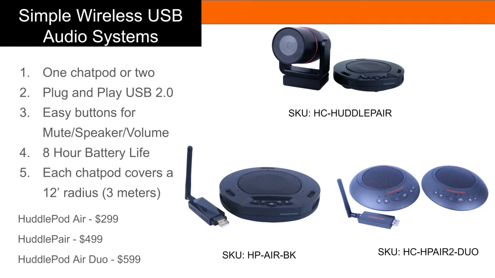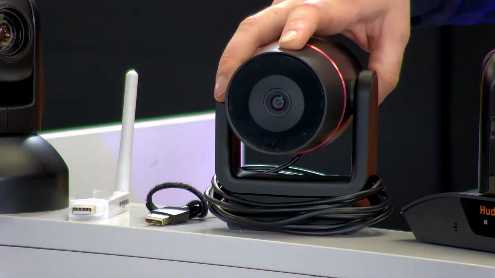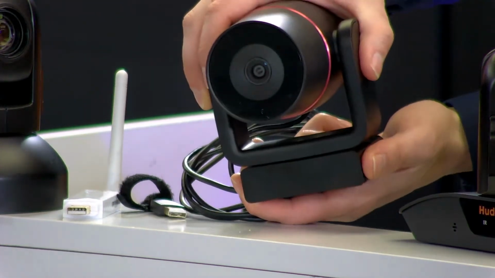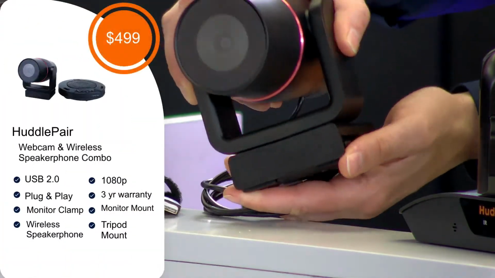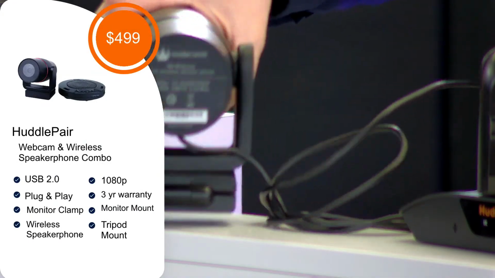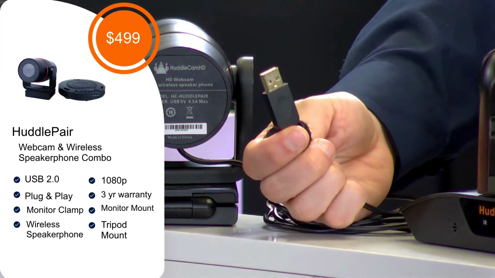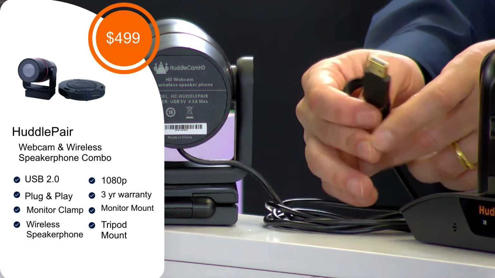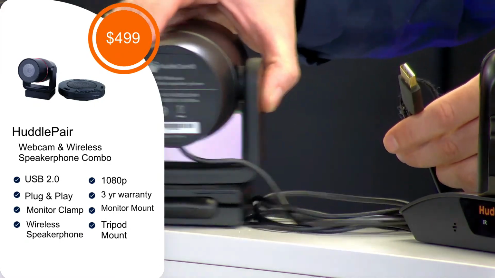I should mention that the Huddlepod camera actually includes a chat pod. So this is a wide angle camera. This has become pretty popular. It's like a webcam, but it's just one single USB connection to the teacher's computer for a camera and a microphone. And the wireless speakerphone can go anywhere in the classroom.